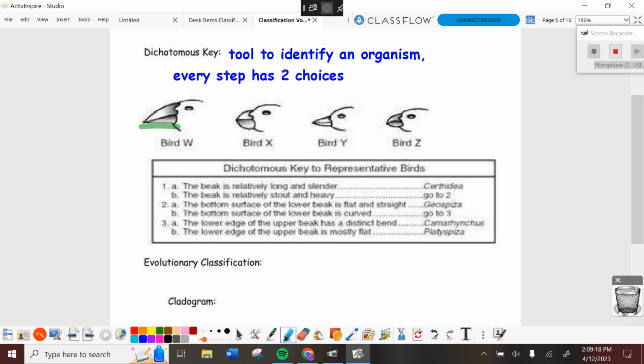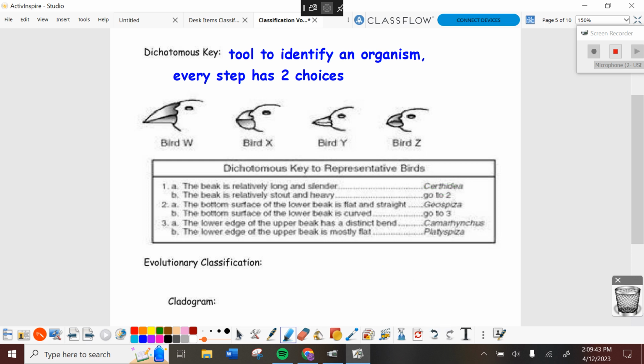How about Y? Let's do Y. So I've identified Y. Where do I start? Start at number 1 again. So looking at bird Y, the beak is long and slender, or it's stout and heavy? It's kind of slender, so I would say it's long and slender. It's this one. All right, one more. Pick one more. Either X or Z. Which one do you want to do?